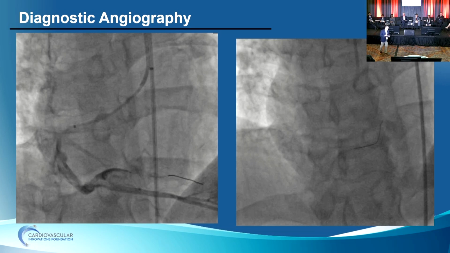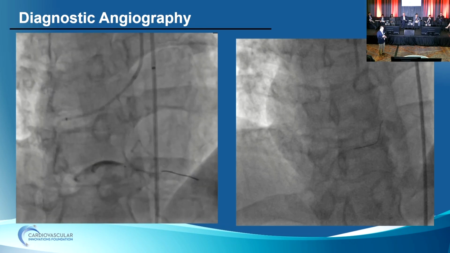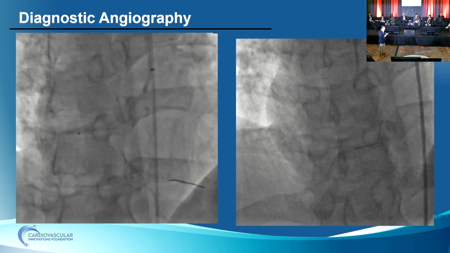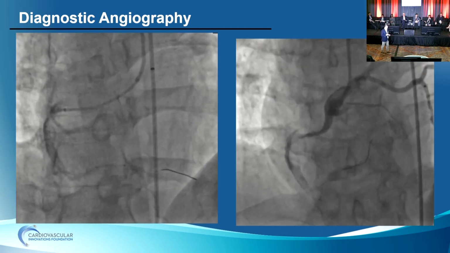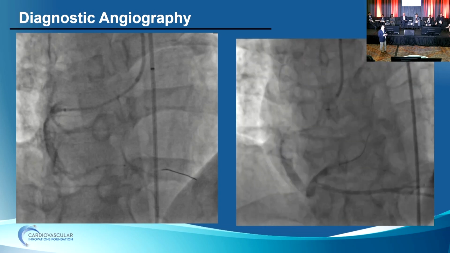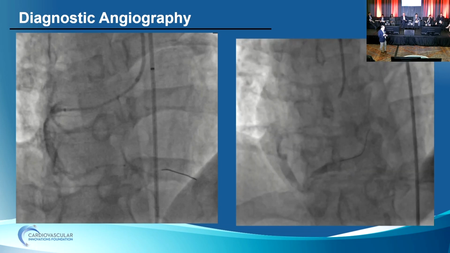JR4 guide, a guide extender, wired pretty easily into the occluded posterior lateral branch. There was initial ballooning with a very small balloon. Thrombectomy was performed with some improvement. You can see just a huge, massive thrombus burden.